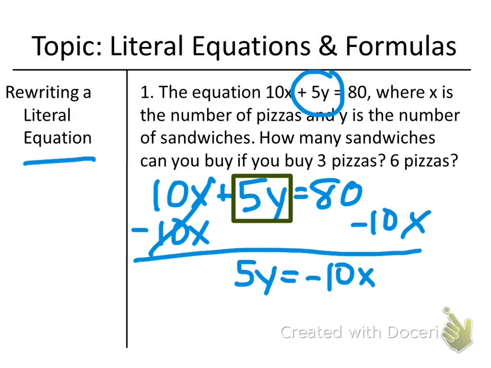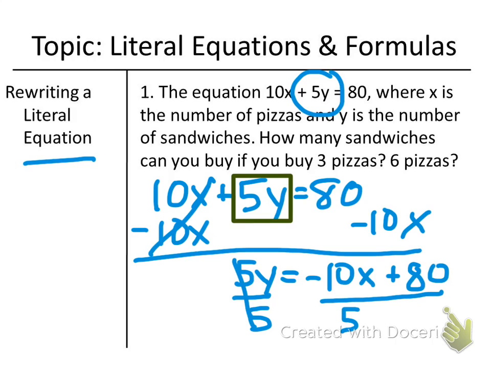I always put my variable in front of the constant. And so we have negative 10x plus 80. Well, I want just y, so I need to get rid of the 5 in front of the y. So I'm going to undo multiplication by dividing. So divide by 5. So everything over here on this side I'm going to divide by 5. So I'm going to divide the 10x.